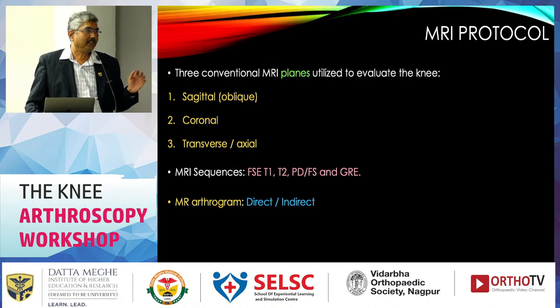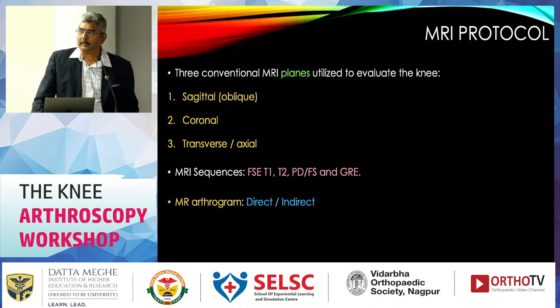So here are 4 different planes where we are acquiring images, and if you look at the sequences, again 4 basic sequences are there. We are having fast spin echo T1, fast spin echo T2, then PD, that is proton density images, and GRE or the gradient images, basically to look for calcium and hemorrhage.